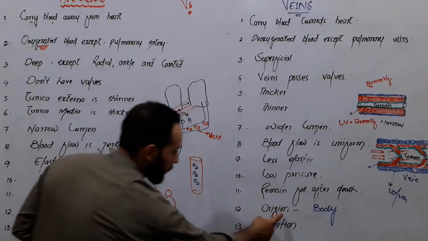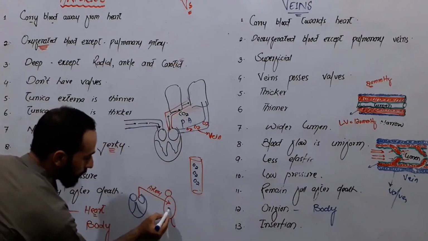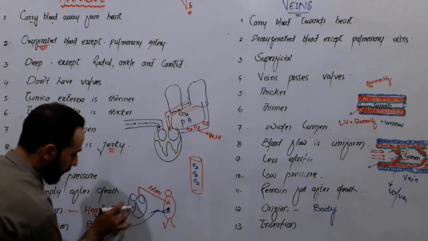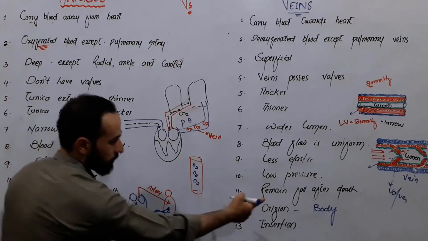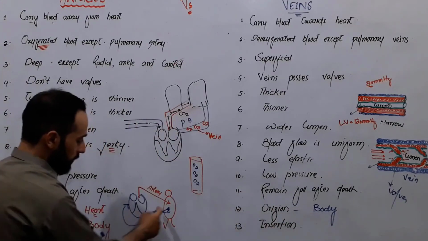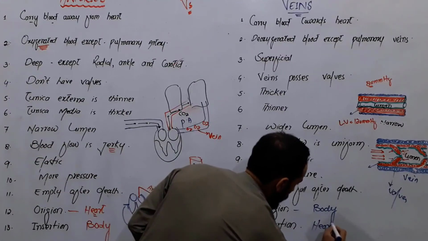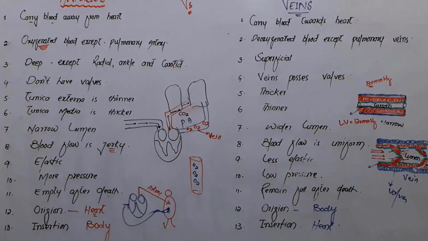Okay, and what is the origin of veins? Our veins arise from the body and are inserted in the heart. So what is the origin of veins? Body. And what is the insertion of veins? Veins insert in the heart. Clear, friends?